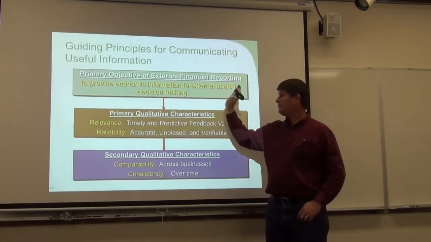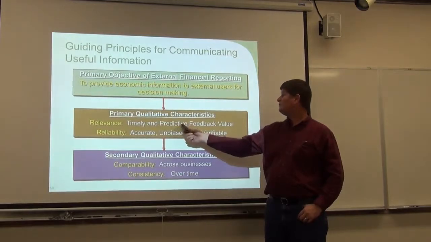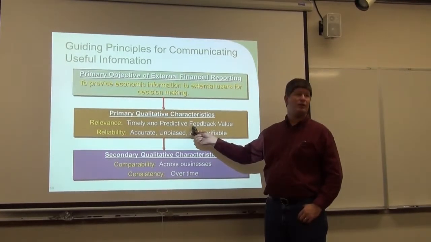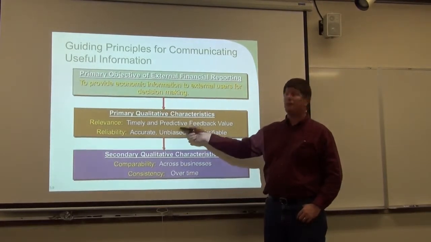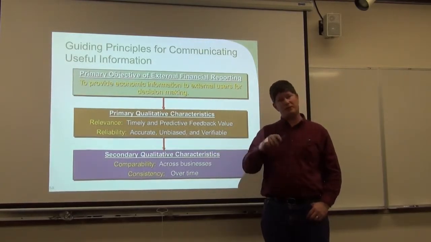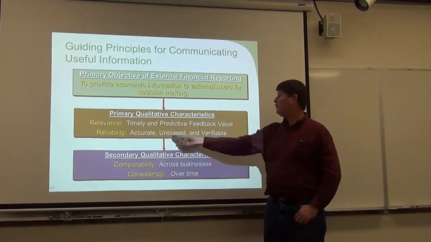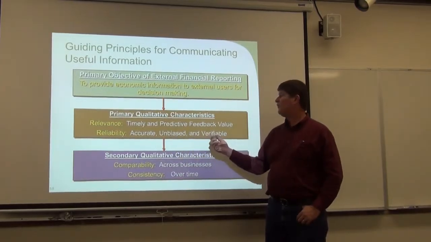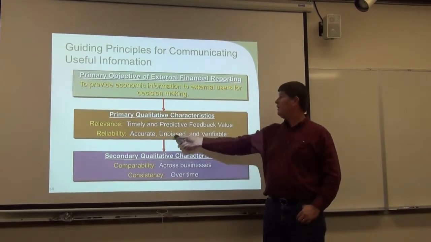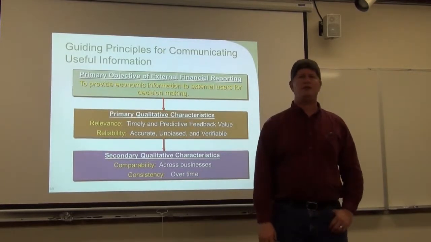We talked about the characteristics before. Qualitative, relevant, timely, predictable, right? The point behind predictable is the last 5 years the company's made a profit, so I can guesstimate that next year, all things being equal, it should make a profit again. Reliability is accurate, verifiable. This is the audit part. Unbiased. I talked about neutrality before, yes?